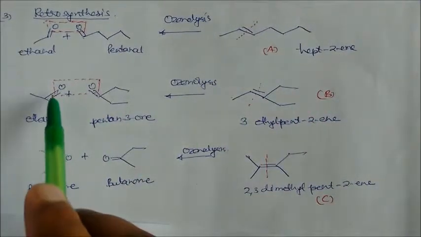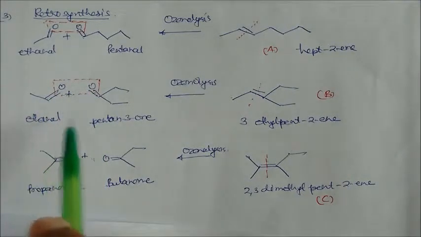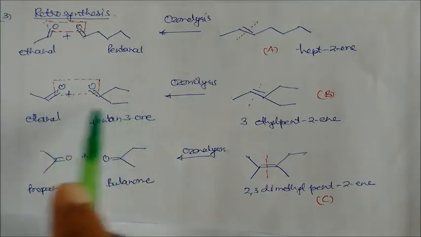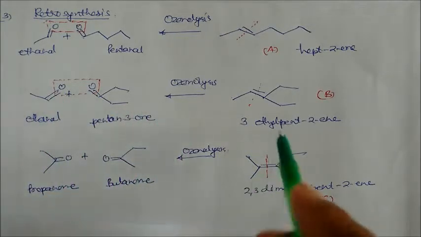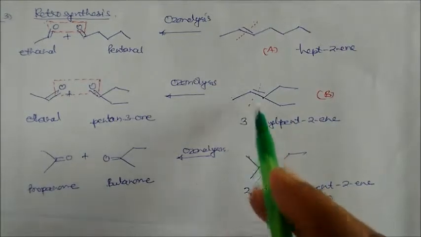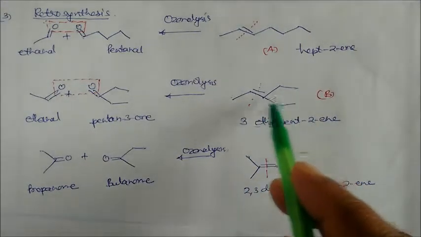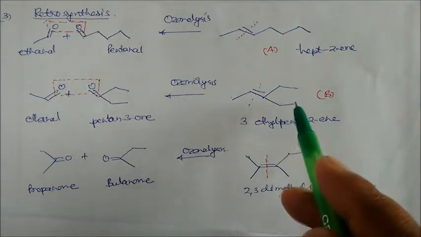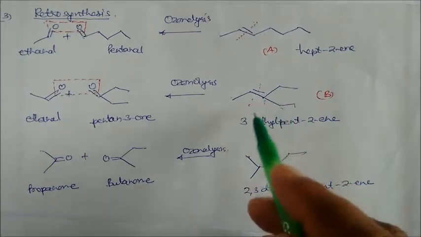Again, if you club these two oxygens, that is ethanal and pentan-3-one. If you go retrosynthesis, back synthesis, on clubbing we will get this type of structure. So this is the B compound, that is 3-ethylpent-2-ene. So we can see here 1, 2, 3, so this is 3-ethylpent-2-ene.